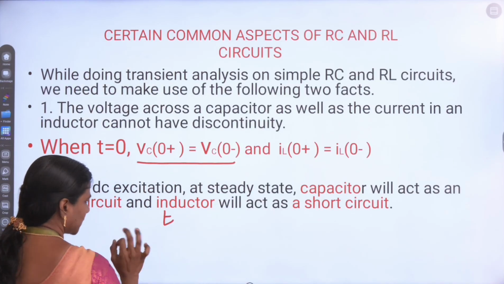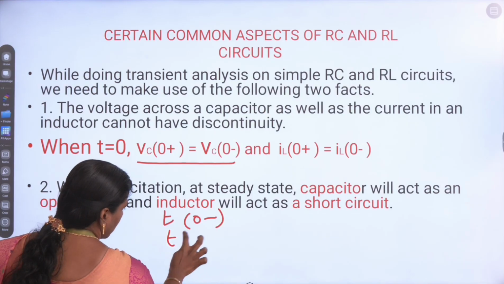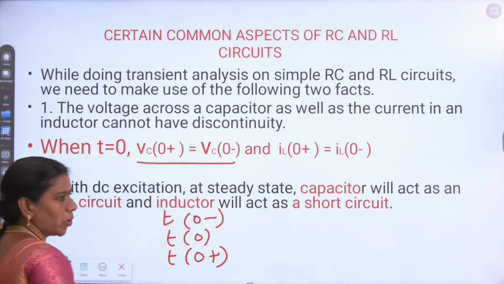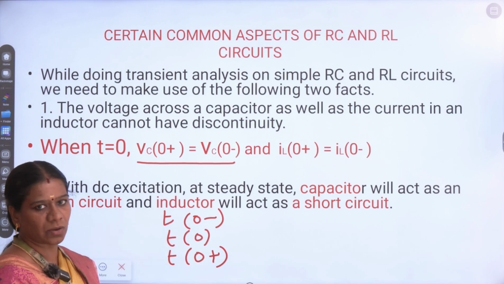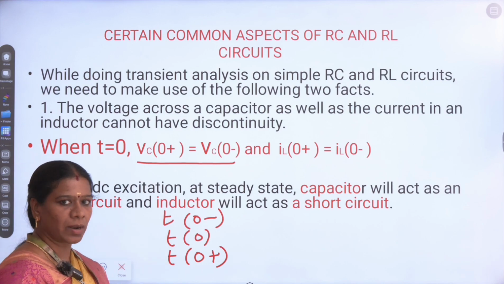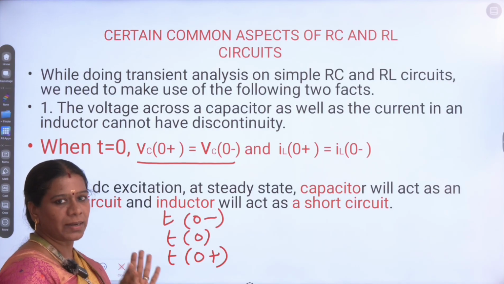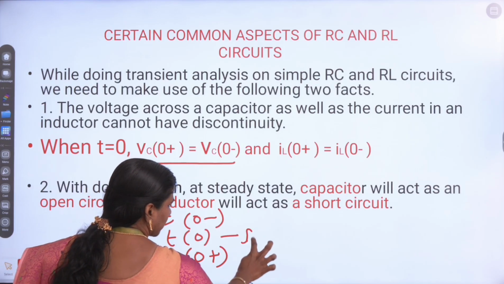Here we have to discuss three conditions: t of 0 minus, t of 0, and t of 0 plus. These three are very important. At t of 0, the switch will always be closed at time t equal to 0. That means you are applying the voltage or removing the voltage. That will be done at time t equal to 0, so this is at the time of switching.